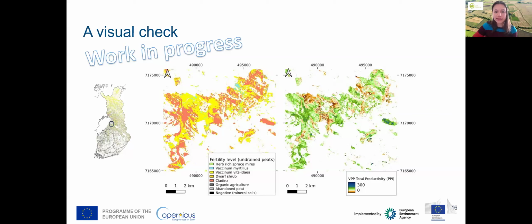but a preliminary analysis was conducted, where we just quickly visually looked at how the fertility levels are distributed across a small area in Finland, and how that corresponds to a certain response in the total productivity VPP. You can see that a pattern is clearly visible. So we can say that certain fertility levels are linked with certain responses in total productivity. So this shows some potential for also using HR-VPPs for making a distinction in peatland habitat types.